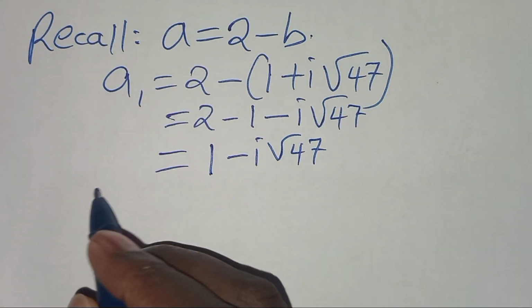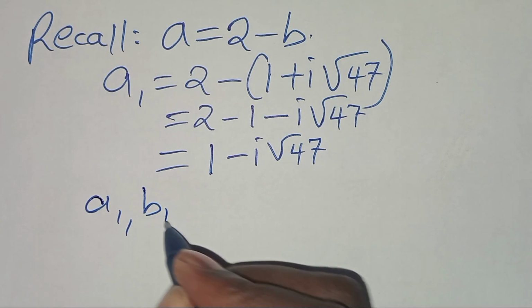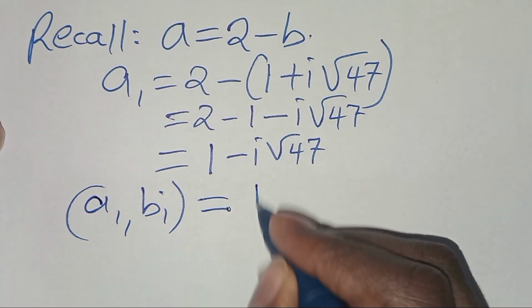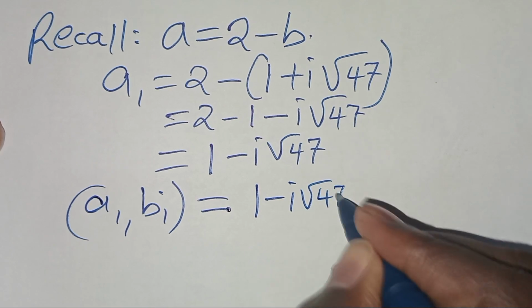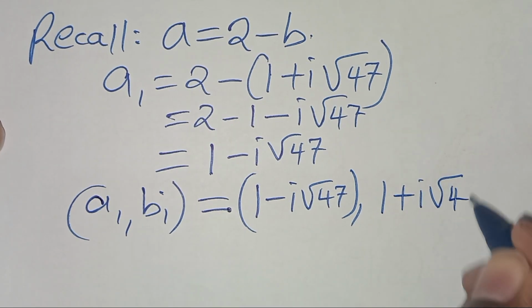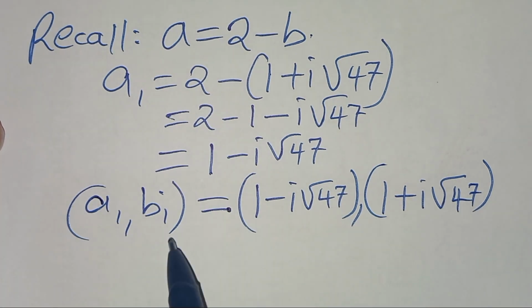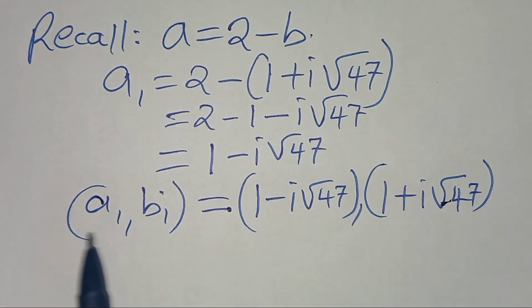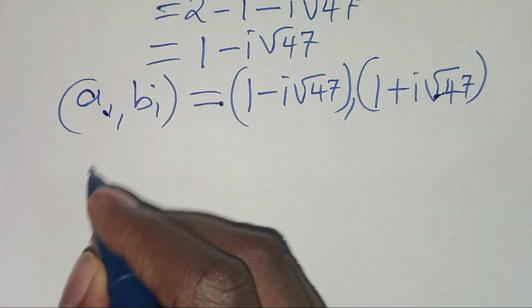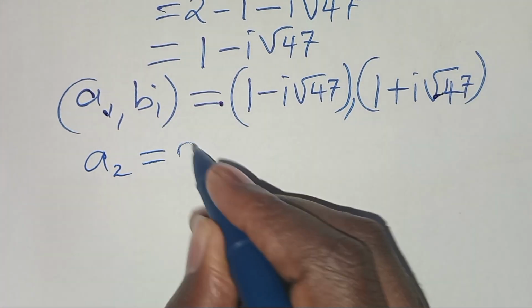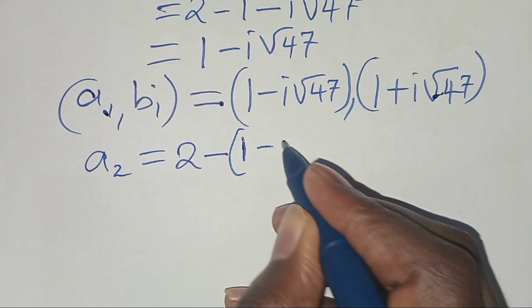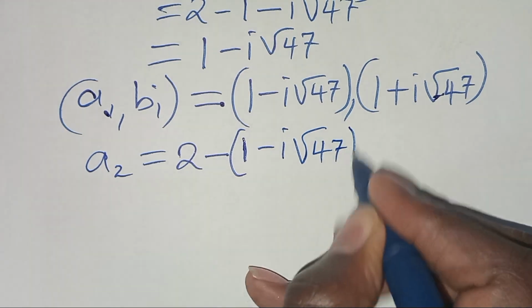So that means that A1 comma B1, this is equal to 1 subtract I square root of 47, comma 1 plus I square root of 47. Now, this is the first solution. This is the first pair of A1 and B1. So let's solve for A2. So A2 is equal to 2 subtract B2. B2 is equal to 1 subtract I square root of 47.